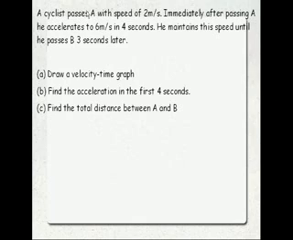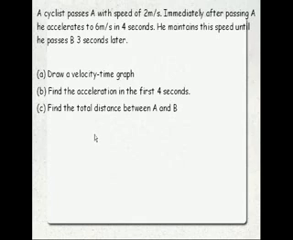A cyclist passes A with a speed of 2 meters per second. Immediately after passing A, he accelerates to 6 meters per second in 4 seconds. He maintains this speed until he passes B 3 seconds later. Part A, draw the velocity time graph. Part B, find the acceleration in the first 4 seconds. And Part C, find the total distance between A and B.